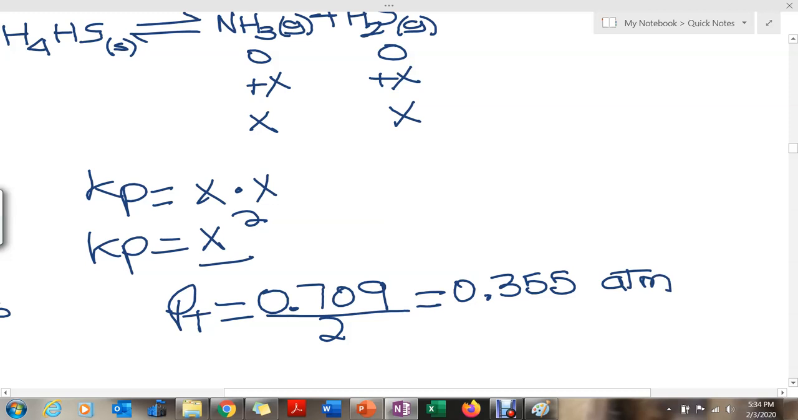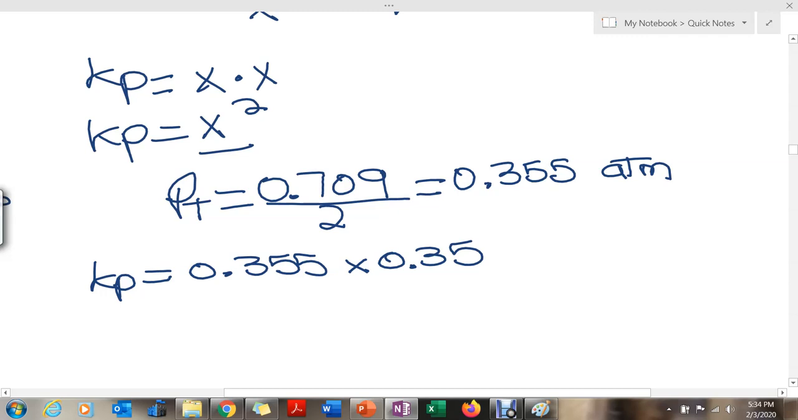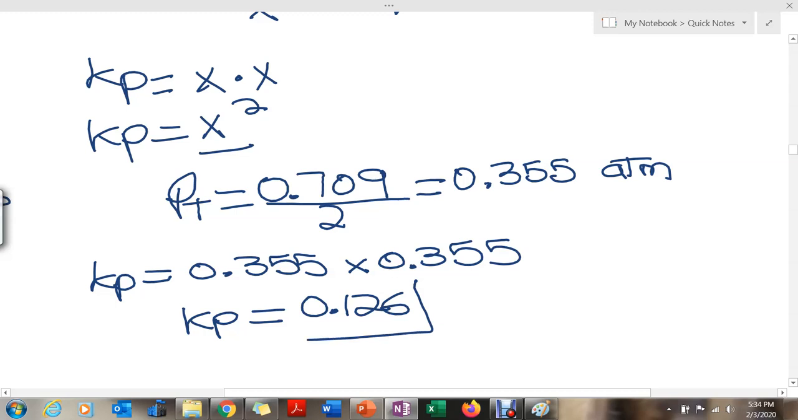Now, let's do the next step. And it says the Kp. The Kp would be equal to 0.355, like I said, by 0.355. So that gives you a Kp of 0.126. And that's my first answer.